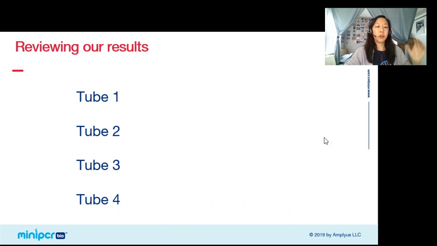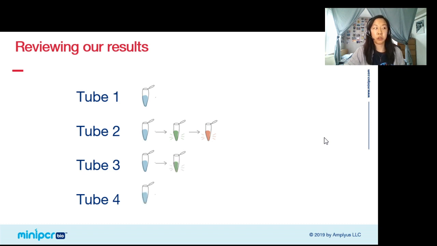So let's review our results and figure out why we saw what we saw. Just to review, tube number 1, we didn't see anything. Tube number 2, we saw green, then red. Tube number 3, we just saw it go green. Tube number 4, same thing, we saw it just go green. So, what's going on? I'm going to walk you through it tube by tube.